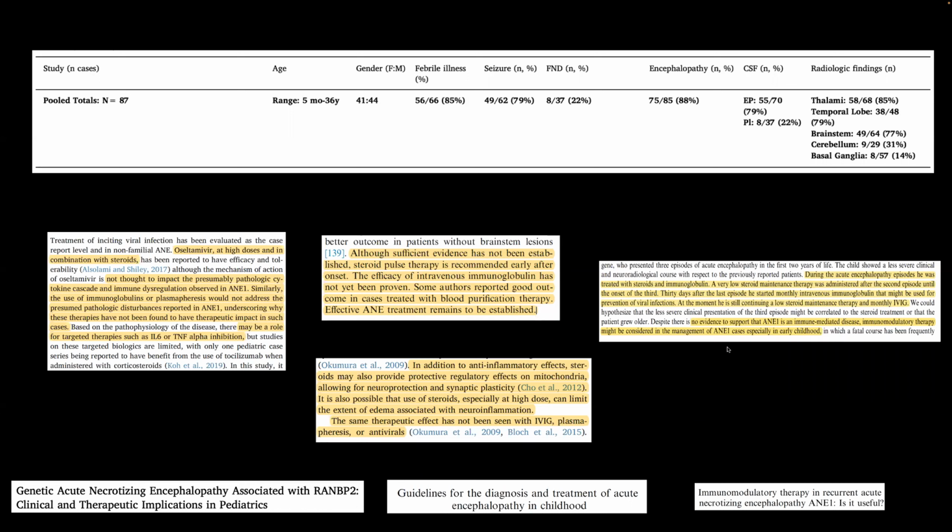Again, as Dr. Julia has mentioned, there was no evidence to support immune-mediated disease or immunomodulatory therapy. But this was the first case from Italy which had antiviral and immunoglobulins given, and the child is still on low-dose steroid treatment. So I'll not go into detail for the treatment. I'll leave that to the clinicians. But these are a few literature references where they have tried to postulate the management for ANEC-related cases.